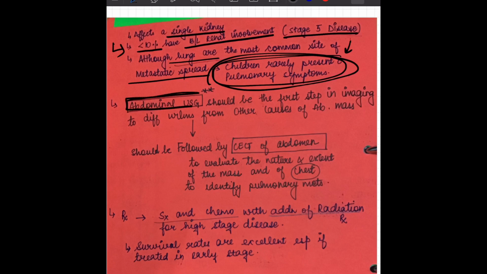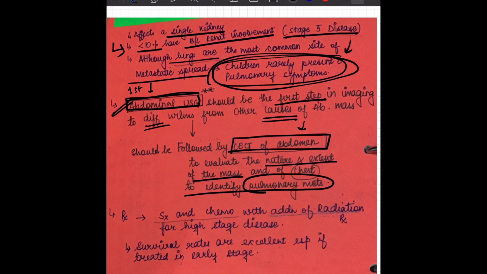Now, abdominal ultrasonography should be the first step in imaging to differentiate Wilms tumor from other causes of abdominal mass. So, for example, if a child presents with an abdominal mass, the first step is to prescribe abdominal ultrasonography. That should be followed by CECT abdomen, contrast enhanced CT scan of the abdomen, to evaluate the nature and the extent of the mass, and of the chest to identify the pulmonary mets. So CECT of the abdomen as well as chest should be done after the abdominal ultrasonography.